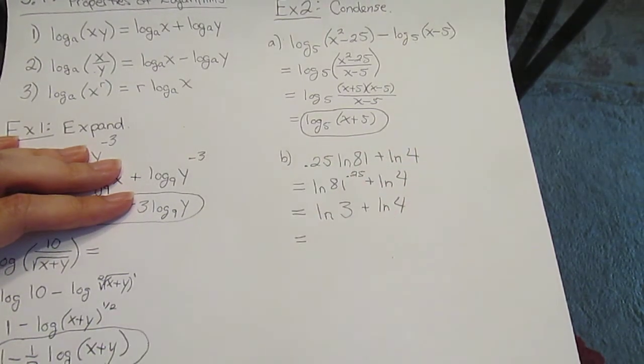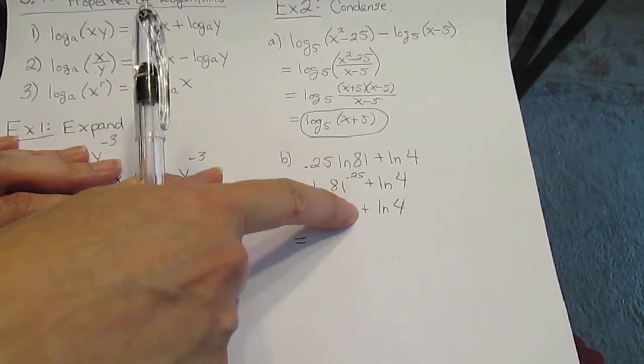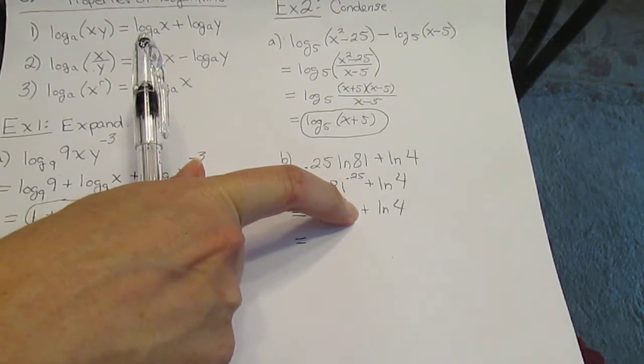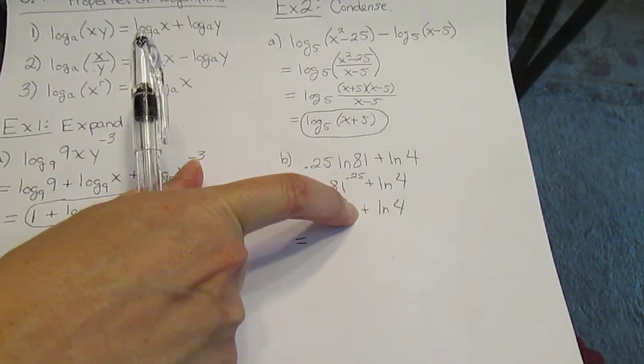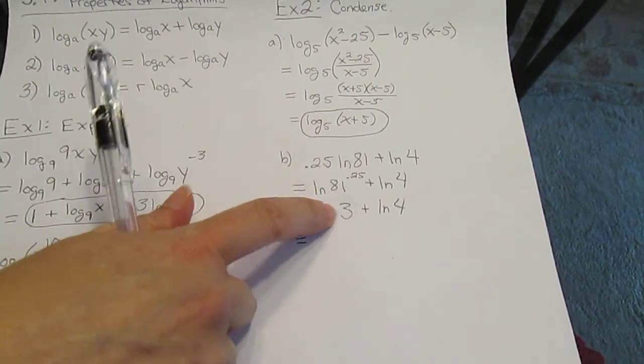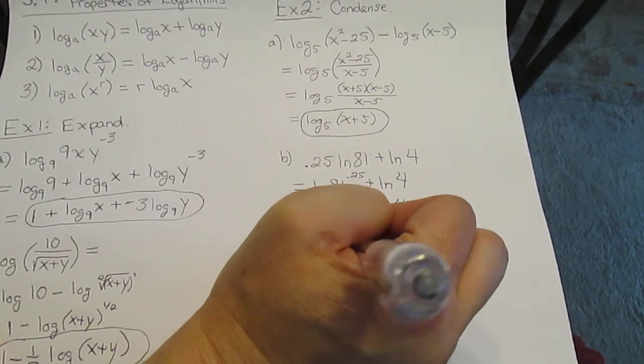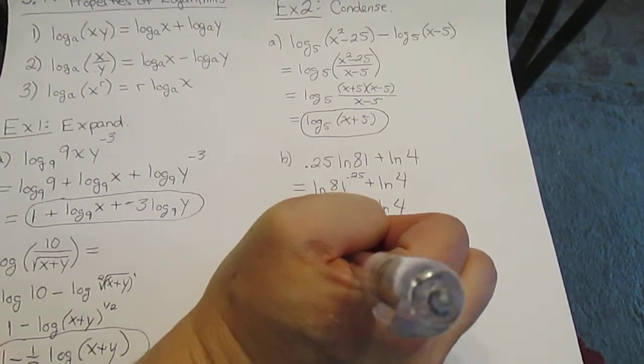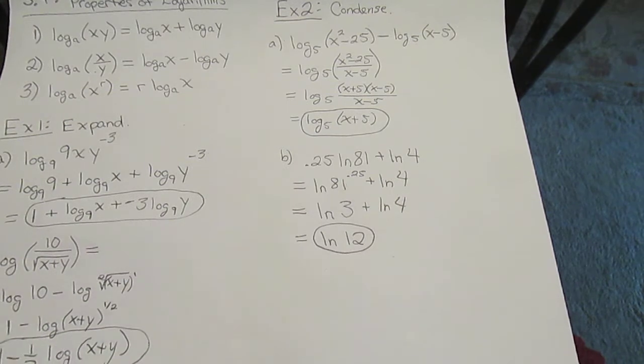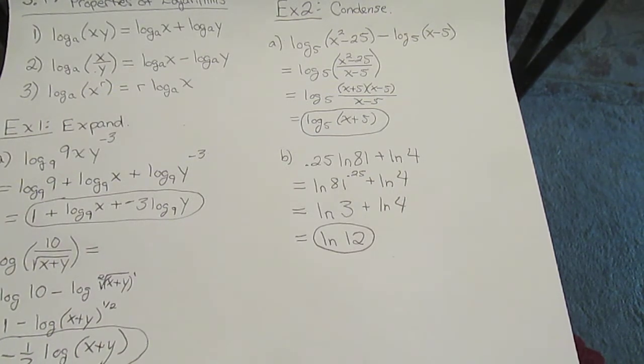And then finally we can put them together. So we've got an addition sign in between them, so when we put them together we're going to multiply. 3 times 4 gives me 12. Okay, and that's where they want you to stop in this section because the whole point was to use the properties, not to use your calculator. So you can put the natural log of 12 in your calculator and get a decimal if you want to, but leaving it at this point is perfect.